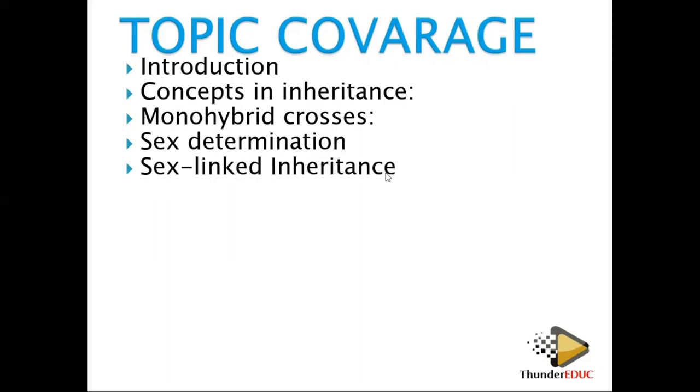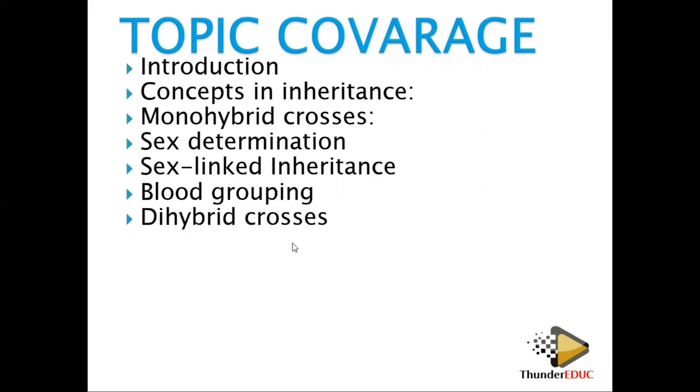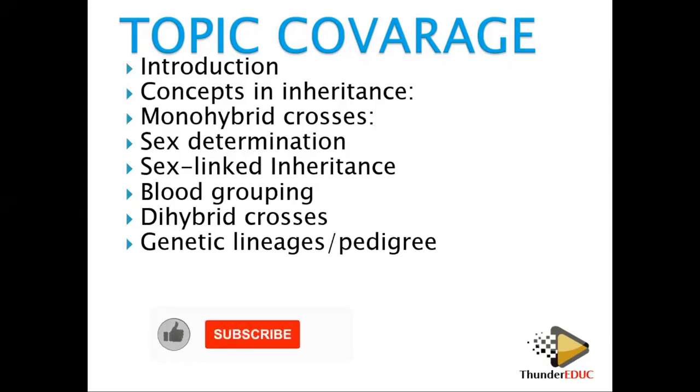Sex-linked inheritance, the characters which are linked to the sex. Blood grouping, which type of blood group, and then inheritance of blood group. Dihybrid crosses, when we talk about dihybrid crosses, we mean inheritance of two characters. Di means two. Genetic lineages or pedigree. These ones are tracing characters in your family.